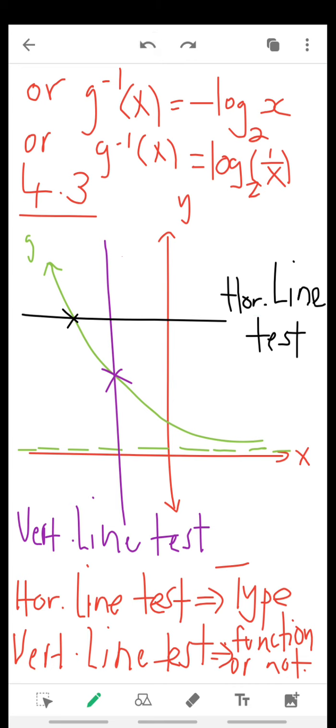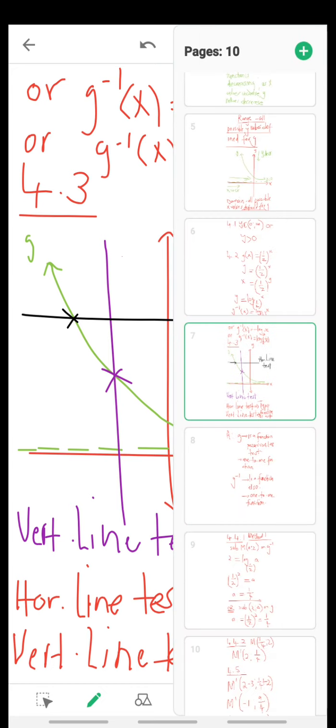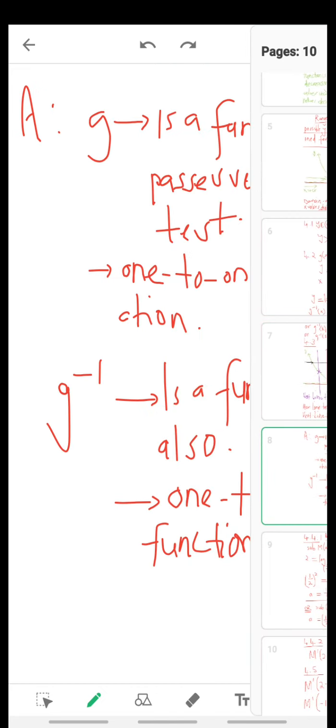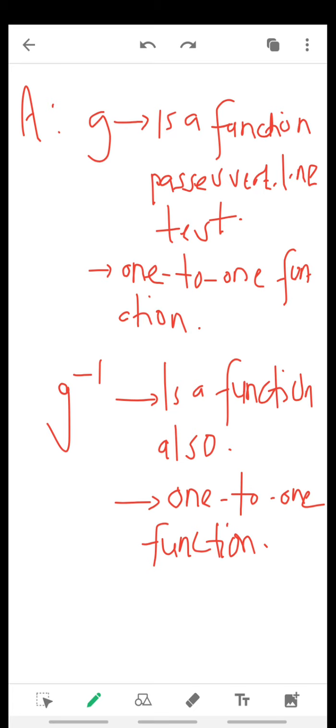We only have two functions. One to one, where for every one x value, there is one corresponding y value, or for many x values, there is one corresponding y value. Those are functions. But where we've got one x value to many y values, that is a relation, not a function. Okay. So since our g is a function, that makes its inverse to also be a function.